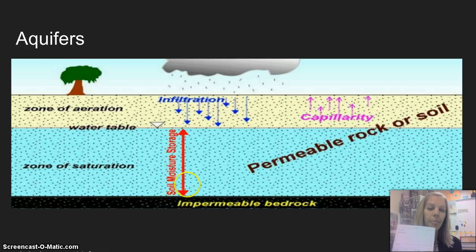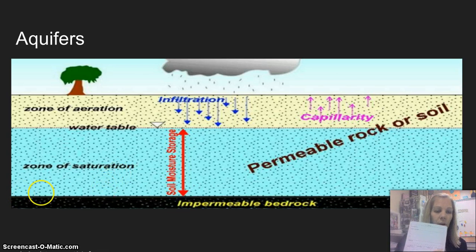Well, you know what? This is also called an aquifer. So the zone of saturation, and we're going to repeat this later in our notes, is what an aquifer is. It is water-bearing or water-holding soil and rock.